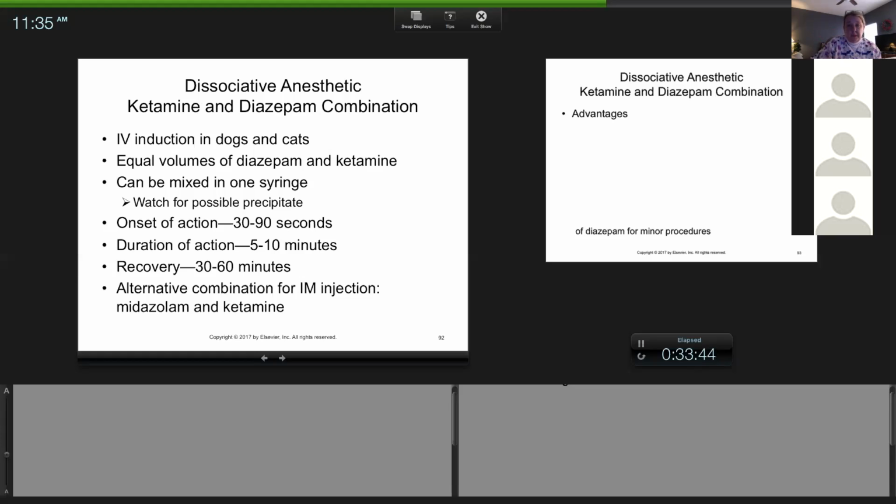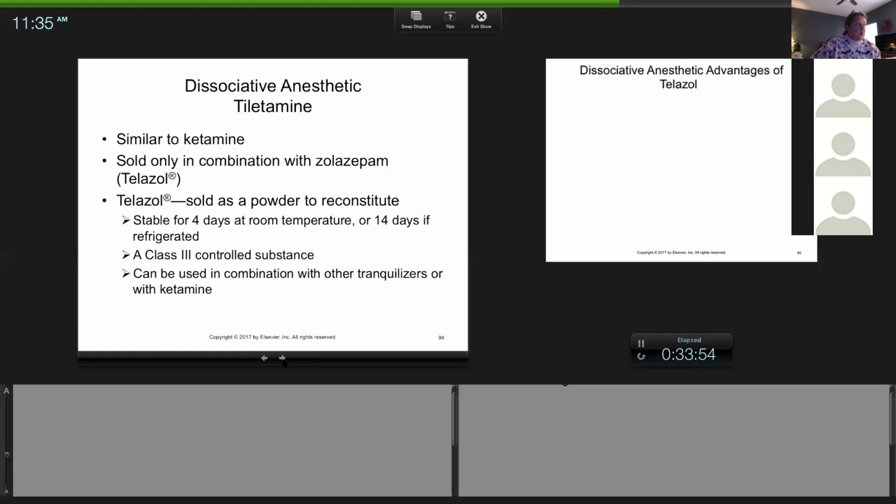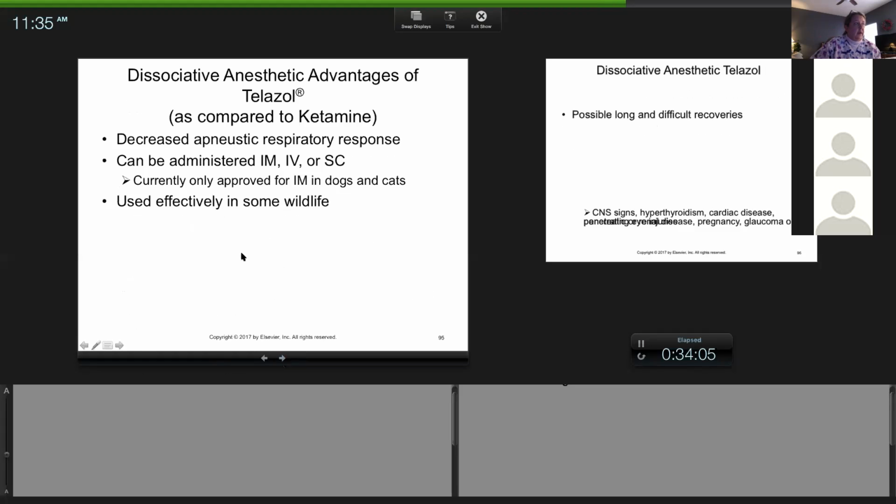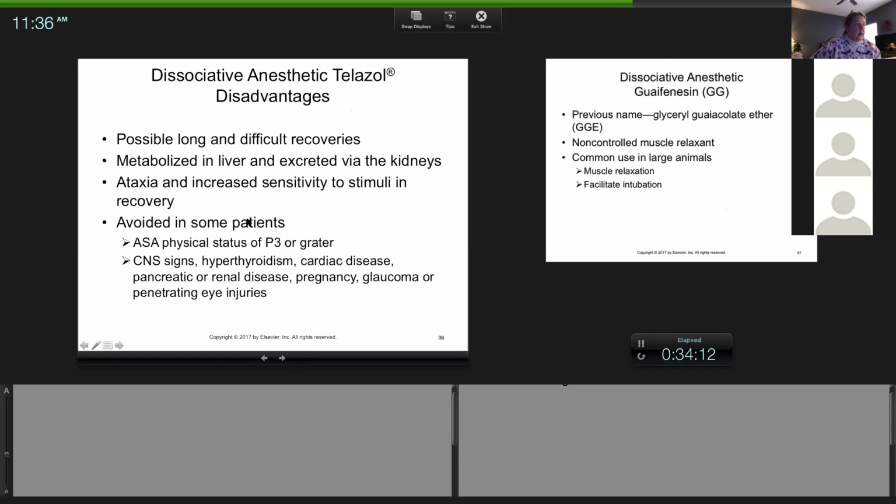Now, if you need to go in the muscle, remember you need to use midazolam because you don't give diazepam IM. But you can use ketamine midazolam, or you decide to use Telazol. And Telazol, it's great for pigs. We use it a lot in pigs and aggressive dogs. One shot in the muscle, they can get this apneustic breathing. It is IM, but again, rough recoveries. Okay, and that's where this one stops.